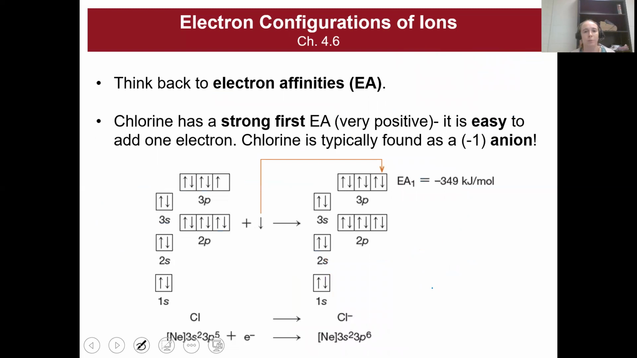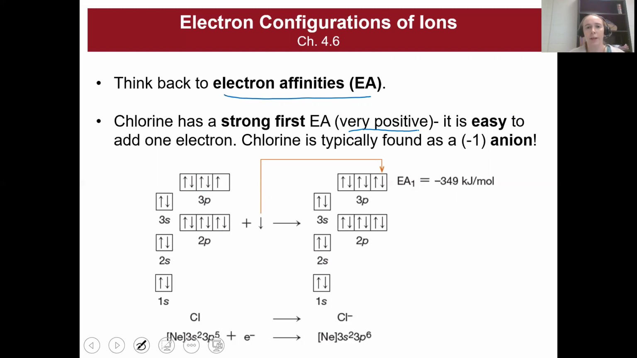All right, so we talked about cations. Let's talk about anions. I know your book doesn't do it this way, but I think we start there, and then anions are going to be easy because it's just going to be the opposite. So instead of thinking of ionization energy, let's think of electron affinities instead. Chlorine has a really strong first electron affinity, so it's a very positive electron affinity, which means it's easy to add an electron. So it has a strong affinity for electrons, so it wants you to give it an electron.